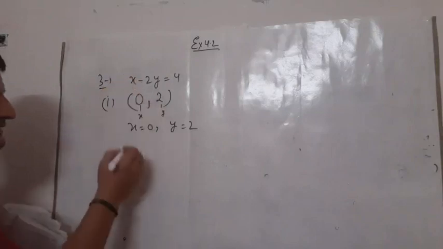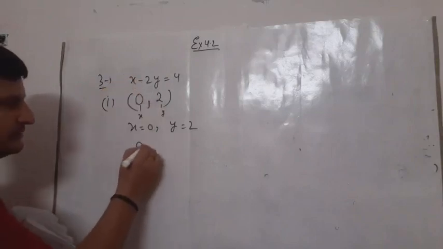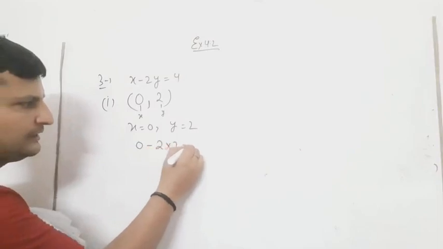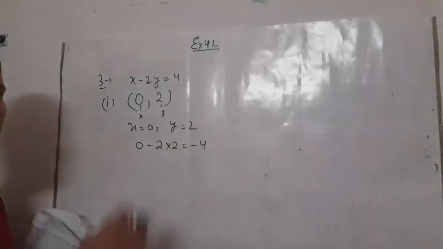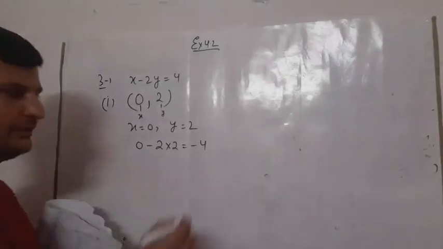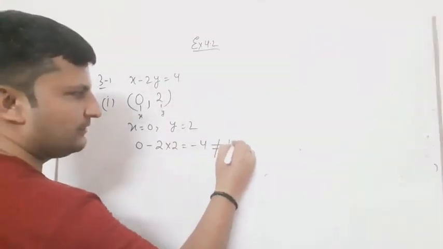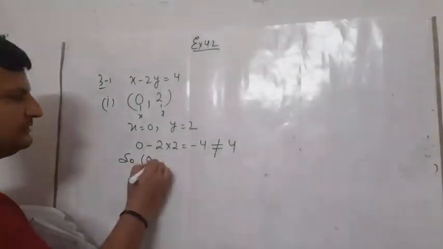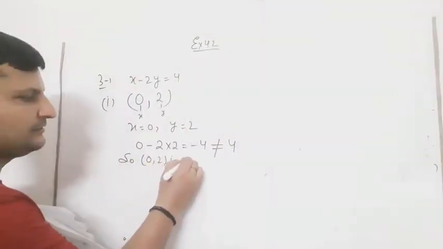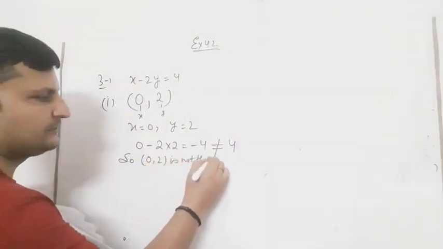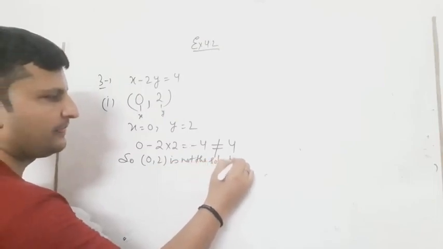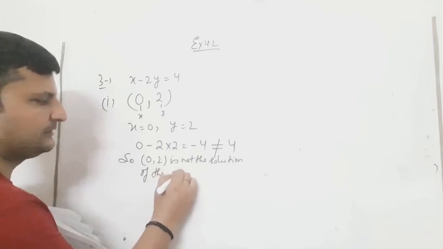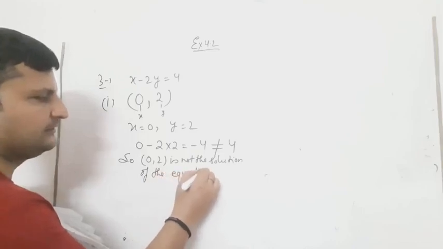Suppose I am putting x is equal to 0 here. So we will get 0 minus 2 into 2, that is minus 4. But the right hand side is 4. So this is not the solution of the equation. So you can write in the last, 0, 2 is not the solution of the equation.